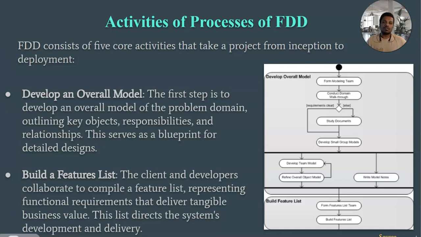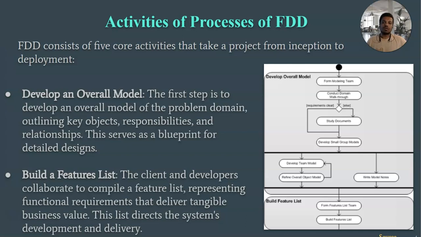Number 1. Develop an overall model. The first step is to develop an overall model of the problem domain, outlining key objects, responsibilities, and relationships. This serves as a blueprint for detailed designs. This typically involves creating a high-level object model using techniques like object modeling to identify the key objects, responsibilities, and relationships. The model serves as a blueprint for more detailed designs later.